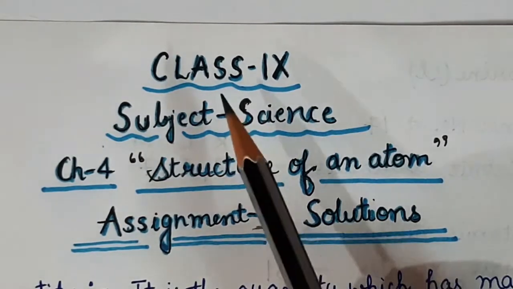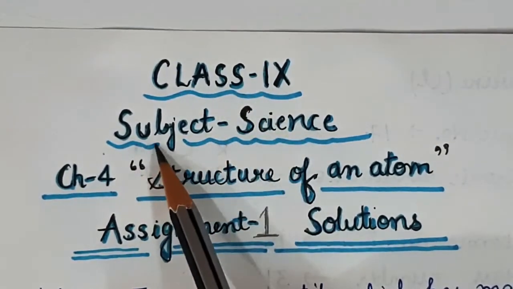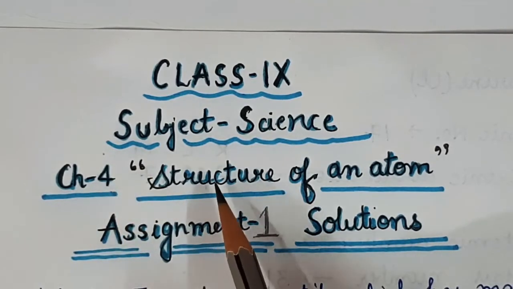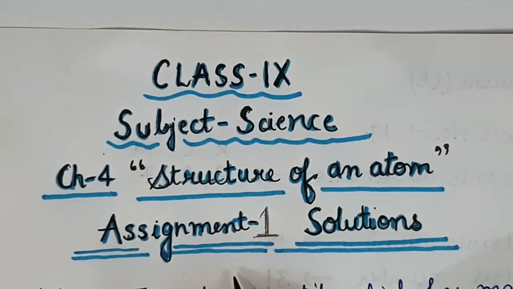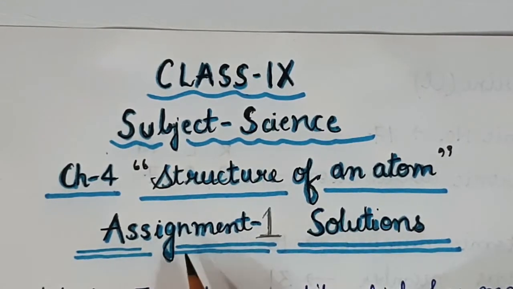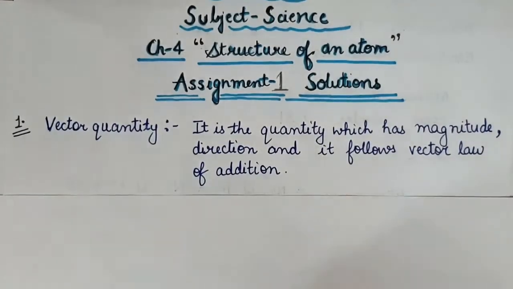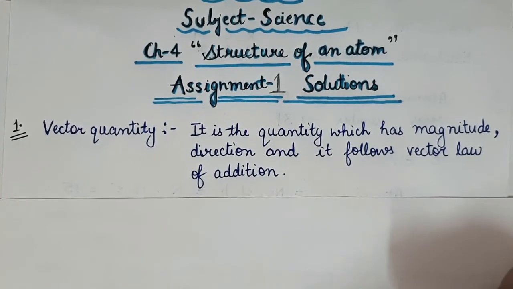So, this video is for the students of class 9th, subject science, chapter number 4, that is structure of an atom. In this video, I will be taking the solutions of assignment number 1. So, let's start. Question number 1 was, what is a vector quantity?